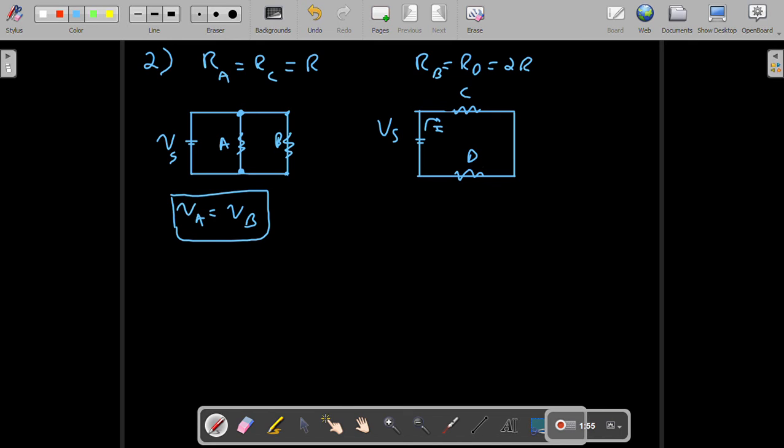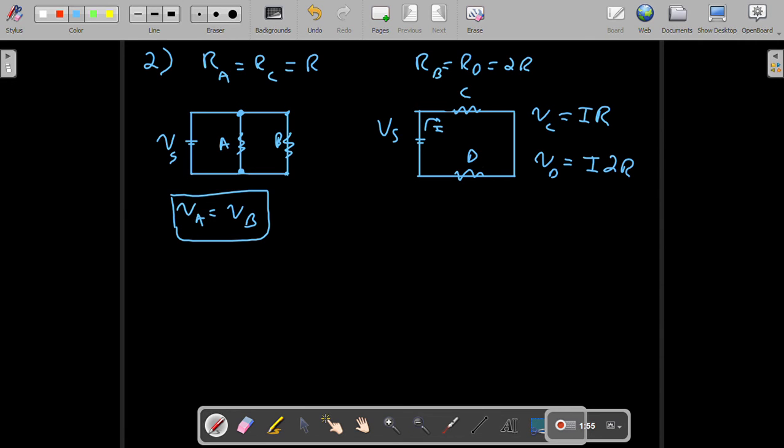For this one now, they are in series. They share the same current. So I can write that the voltage drop across C is I times the resistance of C, which is R. And for D, the voltage drop across D is the same current. What's the resistance of D? That's 2 times R. So I see here that the voltage drop across C is less than D.